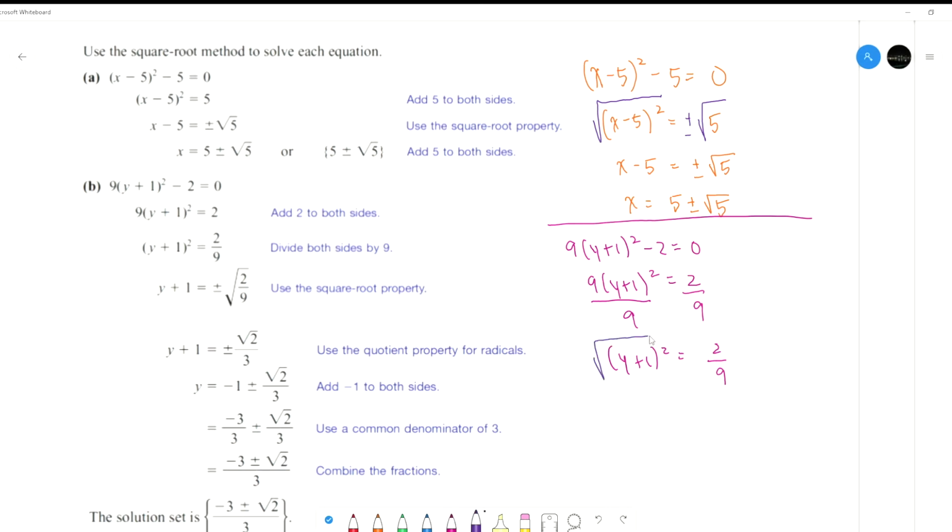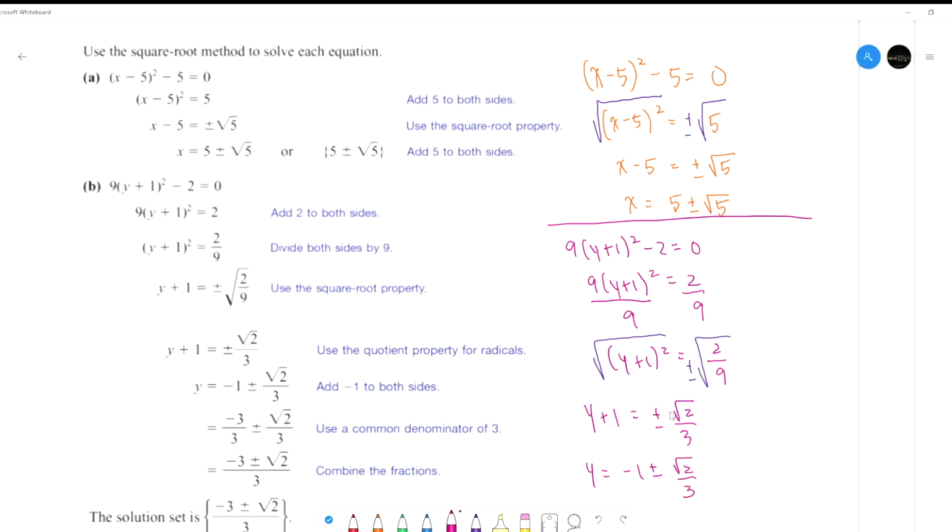So square root with the plus or minus. So on the left-hand side, you have y plus 1 is equal to plus or minus. I'm going to simplify this. This is radical 2 over radical 9 is 3. Do you remember that, right? You could separate the two radicals and simplify the radical 9. Last step is to subtract 1. So y is equal to negative 1 plus or minus root 2 over 3.